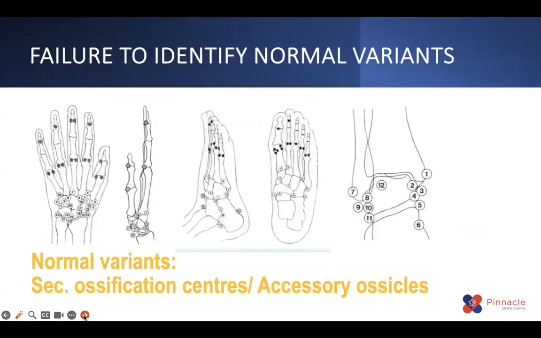With this, we move to the third category of errors, and that is failure to identify normal variants. The pediatric skeleton is replete with secondary ossification centers as well as accessory ossicles, and each of these can be misdiagnosed as a fracture if you are not aware of their presence. So let's take a few examples.